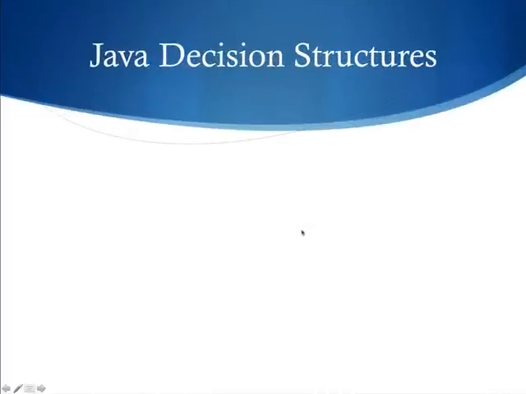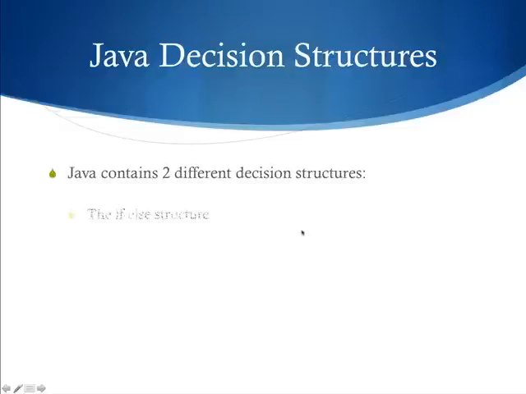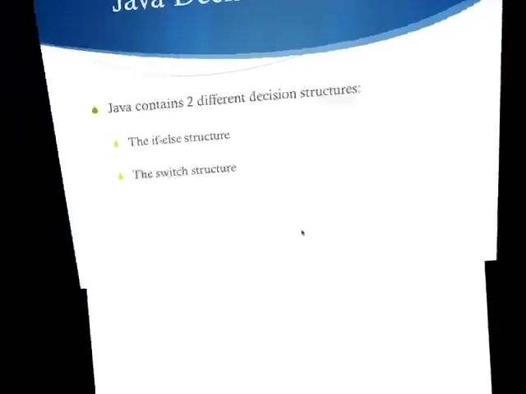Now that we've had a little reminder about functional methods, I want to talk a little bit about the decision structures that we have in Java. There are two types. There is the if-else structure, which is probably the most basic type of decision structure in Java. And then we have the switch structure, which is really good when you want to test one thing for equality against a large number of items.